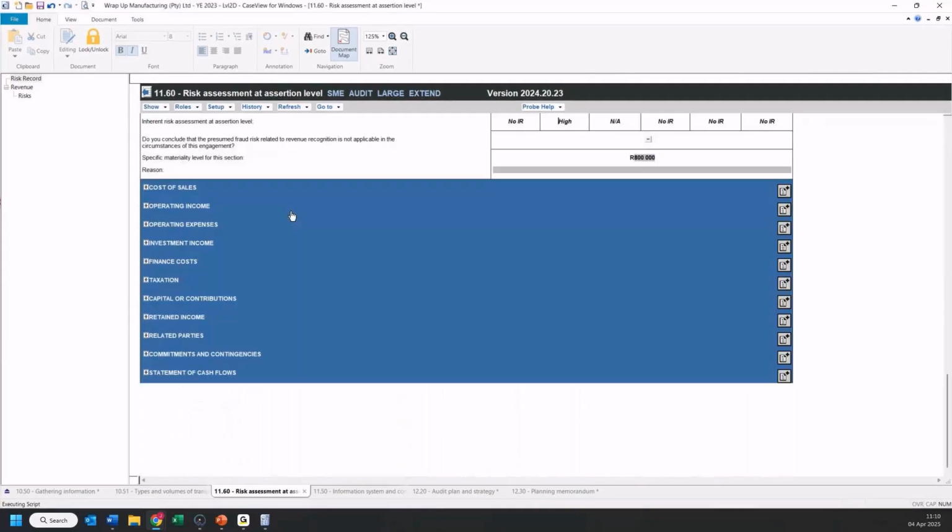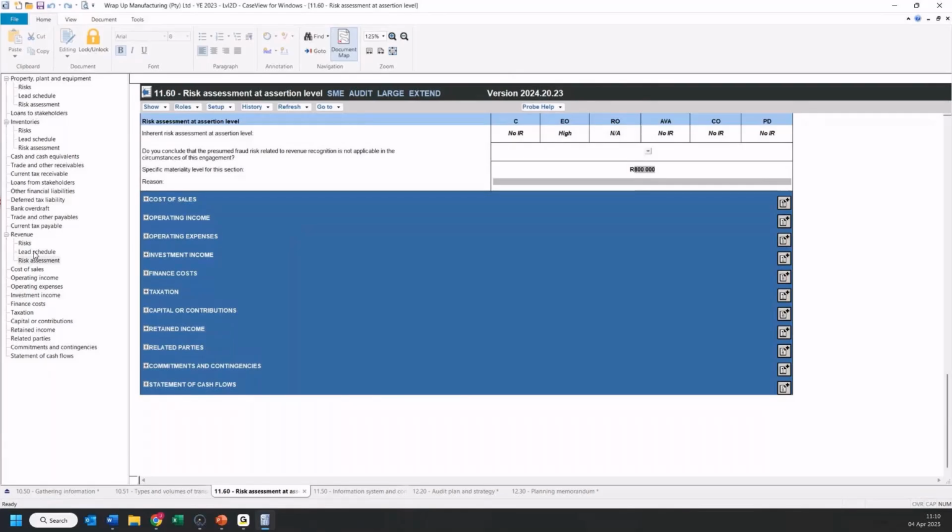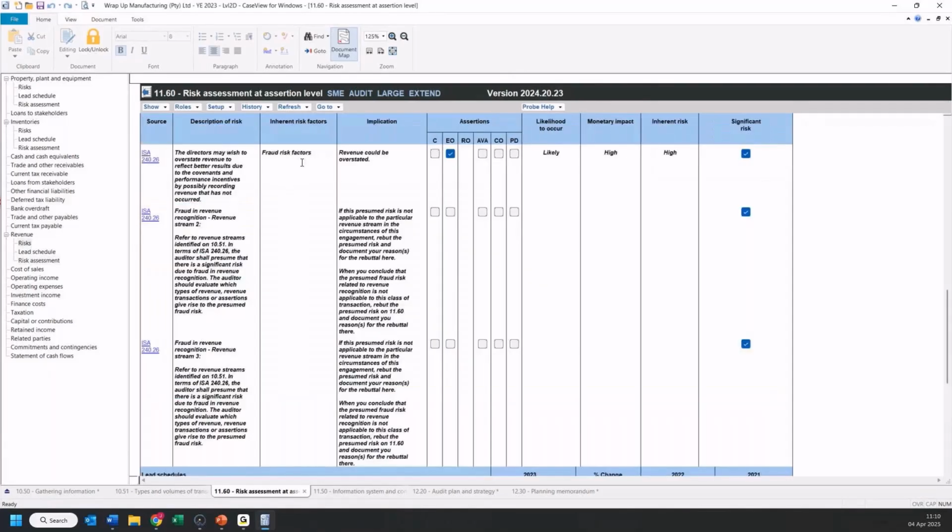So we can see that the risk has now been recorded. We can see that my risk factors, the description, and the implication have been updated. I have marked the assertion, I've done the risk assessment, and it's marked as a significant risk. We can't see the procedure right now, but that will appear in the work program, and we will go and see it there. Right. I want to record a second risk.